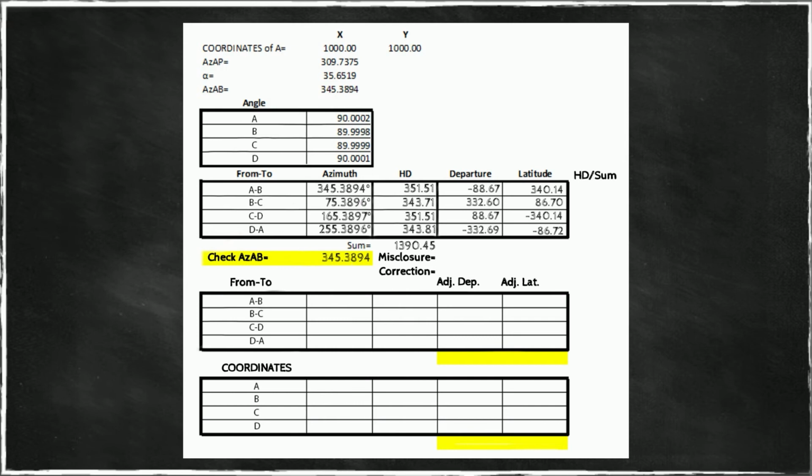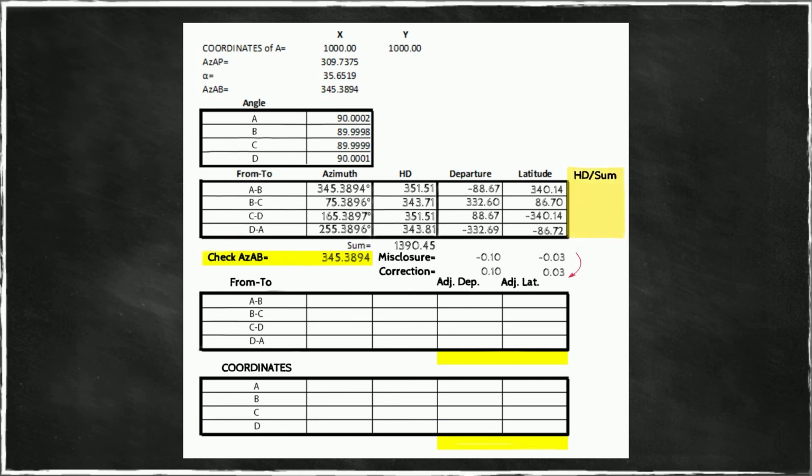Once we have calculated our departures, the sum of our departures should add up to 0. That means that we should be back at point A. If we're not back at point A, then we have a misclosure in our departures. For latitude also, the sum of our latitudes should add up to 0. If they don't, we have a misclosure. So we have to correct for that since we're not at 0. So we calculate a correction which is the misclosure with the opposite sign, the same here. We just changed the sign from here to here.